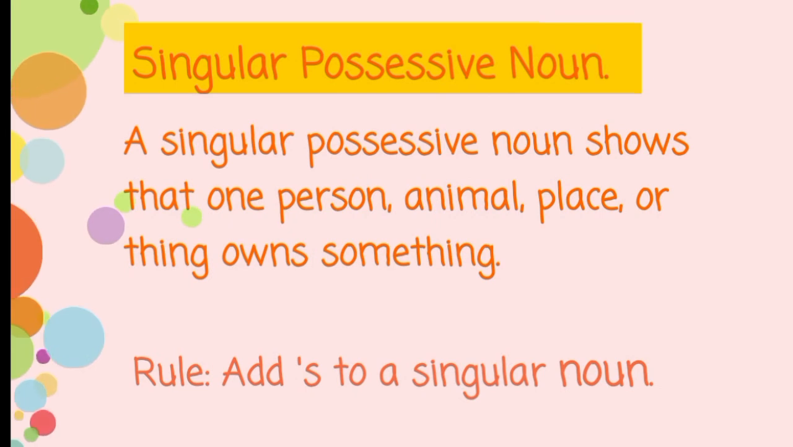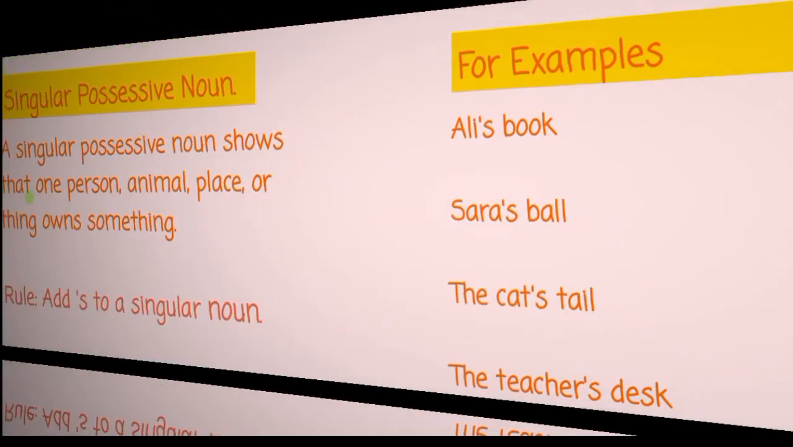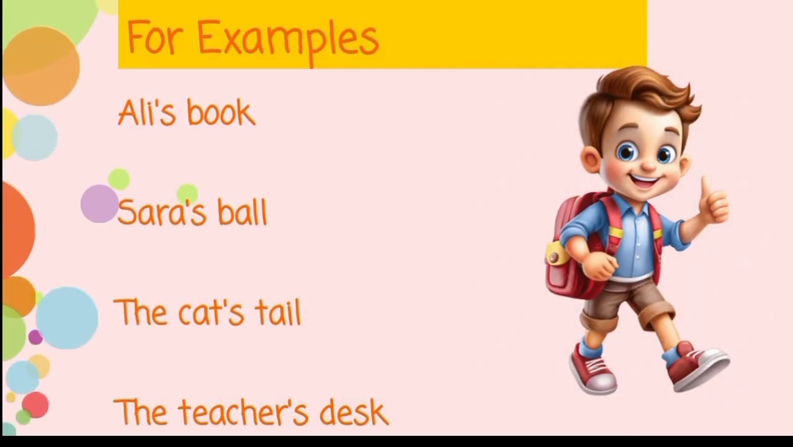Singular possessive noun. A singular possessive noun shows that one person, animal, place or thing owns something. The rule for it is that you will add apostrophe s to a singular noun. Again, you will add apostrophe s to a singular noun. Now, we will discuss some examples.